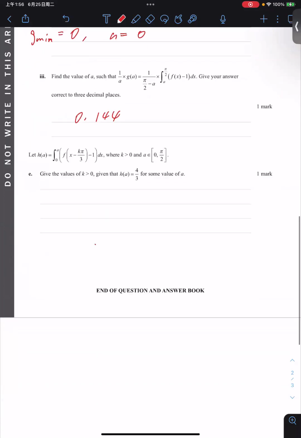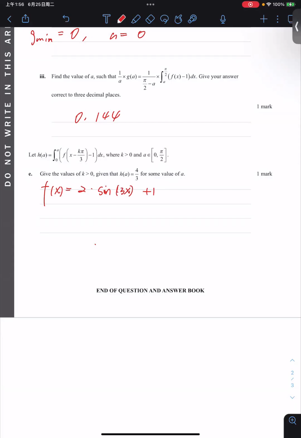Last one. So this is also a 1 mark question, but obviously if you try to type it, it's pretty hard to find the answer, all right? Let's analyze it. So the question gave the value of k greater than 0. Find, given that H(a) is equal to 4/3, some value of a. Now, we had better do the anti-differentiation by ourselves this time. As we know, f(x) is equal to 2 times sine 3x plus 1.